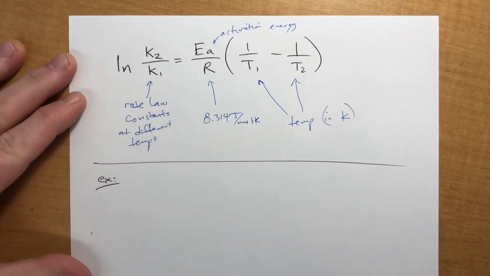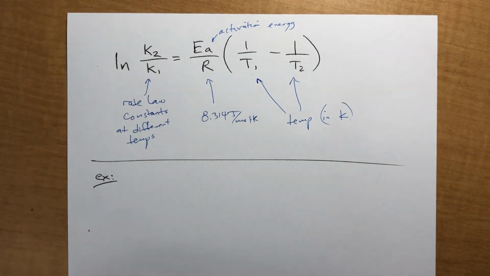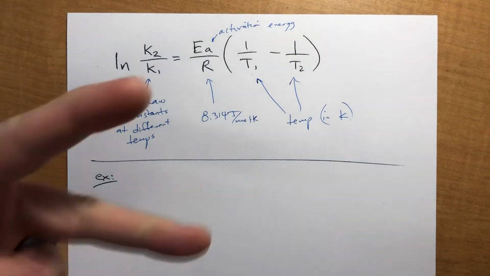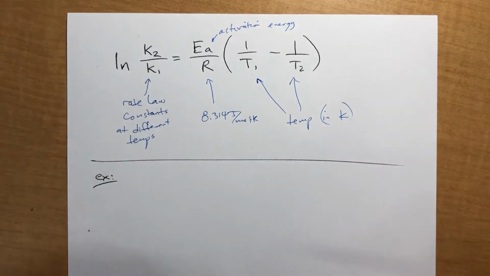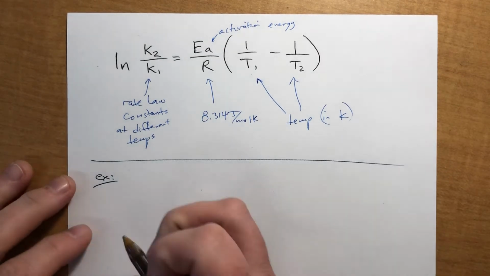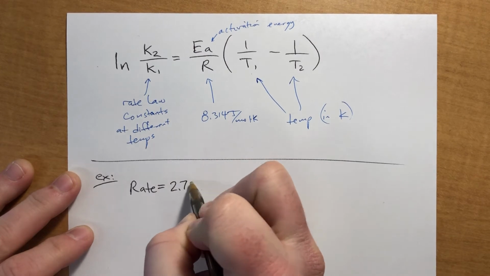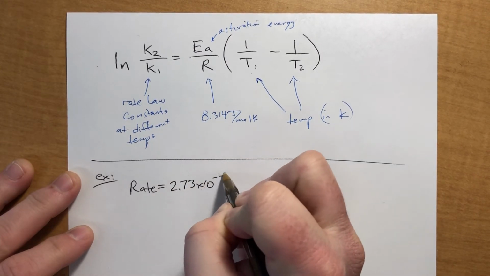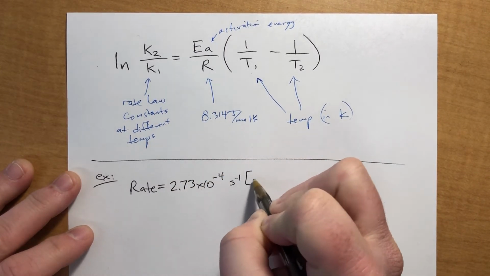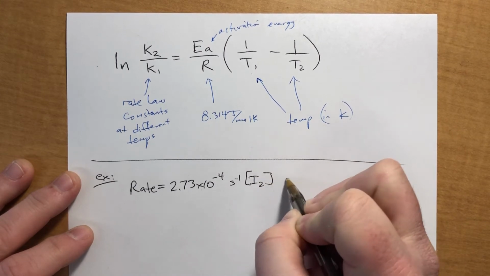The way this would work is all the steps you'd have to go through to solve for a rate law and solve for the rate law constant and all that stuff, you would have to do that twice. You'd have to do it at one temperature and then do it again at a different temperature. So you would have to be given a rate law. I'm just going to assume that somebody has gone through all the work and we know the answers, and this is what we got.